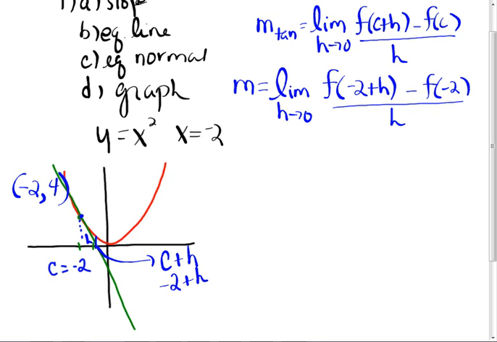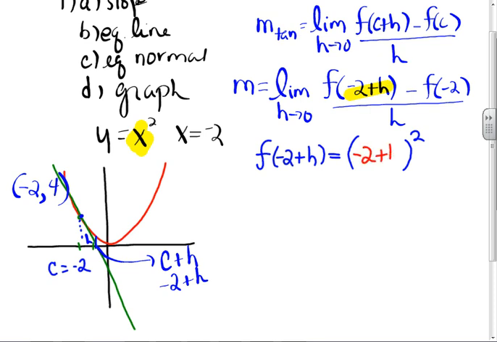I have to put this negative 2 plus h in for x. So this is going to go right in there. I'm going to actually write it out. What is f of negative 2 plus h? It's going to be my x squared. What's my x value? Negative 2 plus h. I'd rather square it as h minus 2, personally. We can do it either way. We'll just do it the way it's written. Okay, you ready?